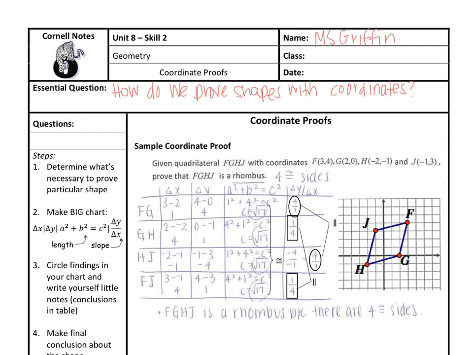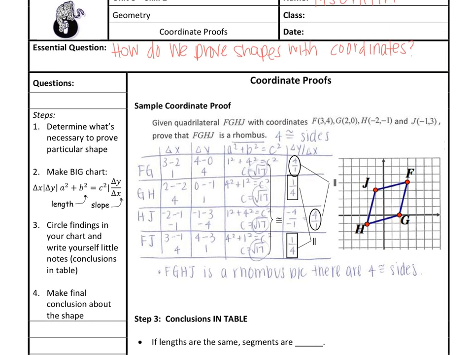You can see here that we have a sample coordinate proof. In the end, this is what your product will look like. You have a statement here: given quadrilateral FGHJ with coordinates F, G, H, and J, prove that it's a rhombus. If you think back to the properties you learned with Miss Wesley, a rhombus has 4 congruent sides.